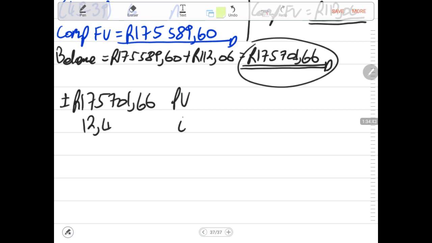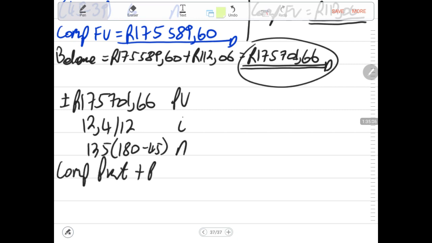The interest has not changed, still 12.4 divided by 12. Our N is 135, which is 180 total period minus 45, including the missed ones, because you want to still maintain the remaining months, which is 135, meaning keep the agreed period. Then what are we calculating? We're calculating PMT. Remember, for PMT, we must always add the administration fee. So now if we do that, we need to verify how much our PMTs will be. Plus minus 175,701.66 is the present value, 12.4 divided by 12 is the interest, 135 is my N.